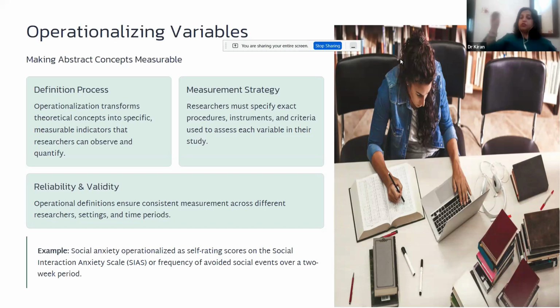Also, researchers should specify the exact instrument. Why do I say exact instrument? Because in my upcoming slide, I'll give you various forms of tools or instruments which can measure any particular abstract concept. We will see what other criteria are also assessing each variable. And talking about reliability and validity, if your research has consistent measurement, we can say it is highly reliable and valid also.